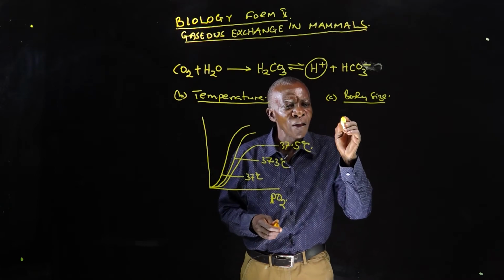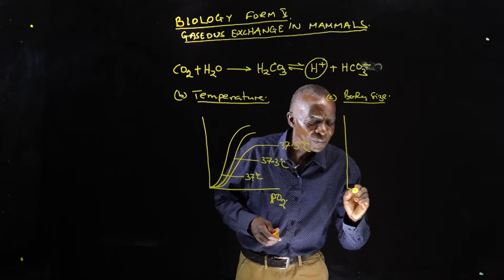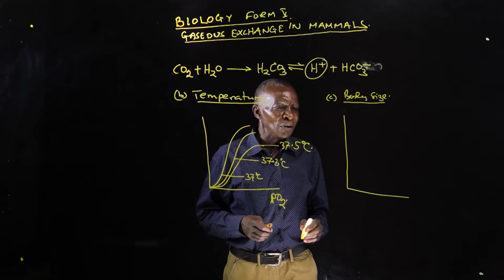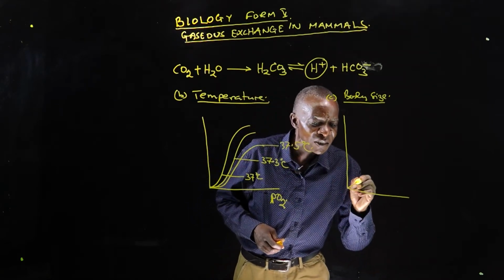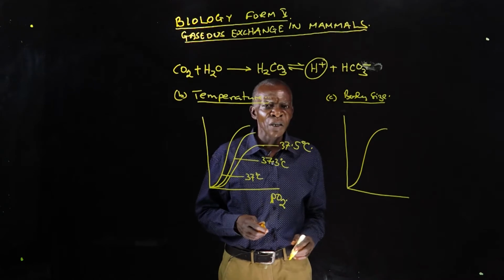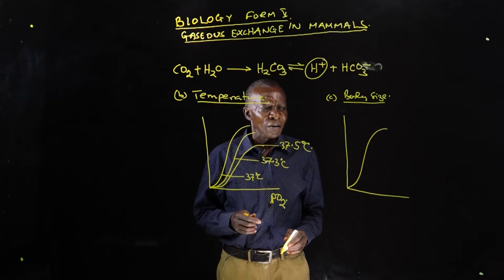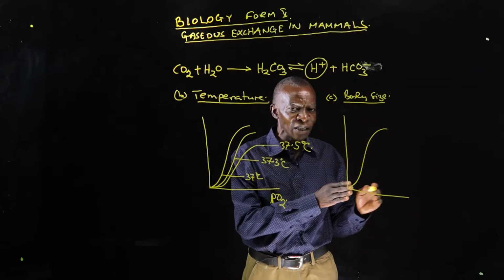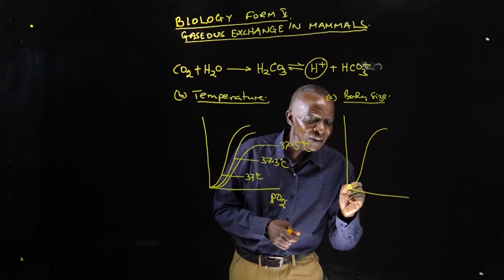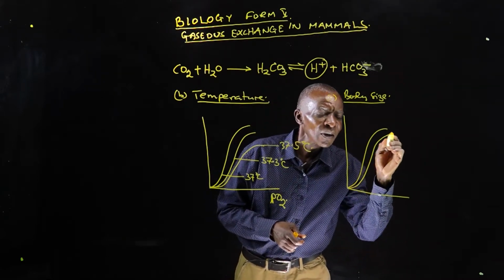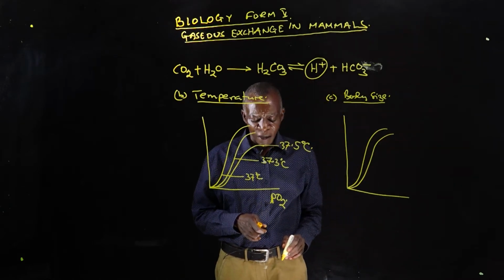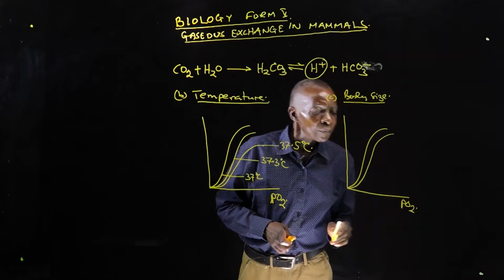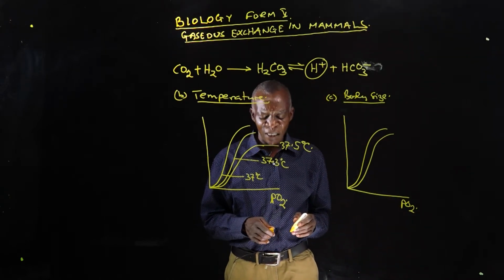And therefore, if you have the oxygen dissociation curve, you will see that if this is the oxygen dissociation curve, when the size of the body of the mammal is decreasing, then we have the curve being displaced towards the oxygen partial pressure axis.